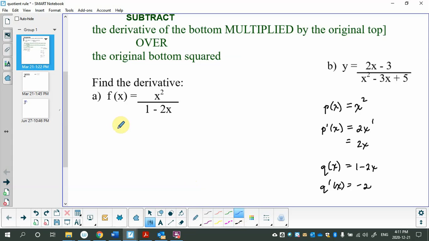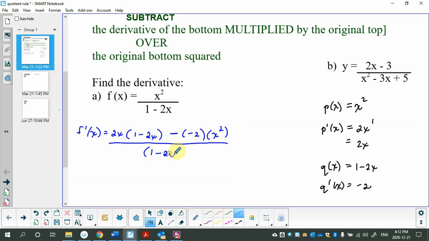So back over to this side of the page. F prime at x, but take the derivative of this using the above rule. Derivative of the numerator multiplied by the plain old denominator minus the derivative of the denominator, right there, multiplied by the original numerator over the denominator squared. So first thing is, you do not need to ever multiply this out.